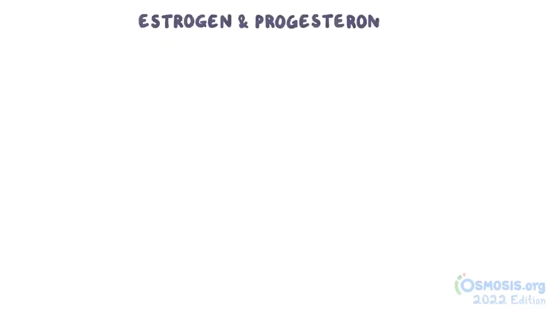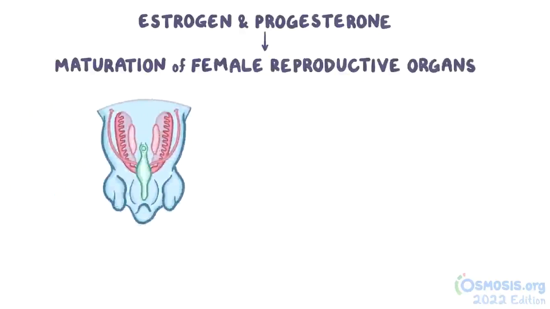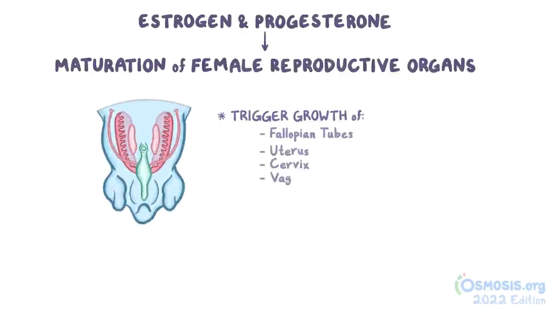Other than the menstrual cycle, estrogen, along with progesterone, are also responsible for the maturation of the female reproductive organs during fetal development. These hormones trigger the growth of the fallopian tubes, uterus, cervix, and vagina.